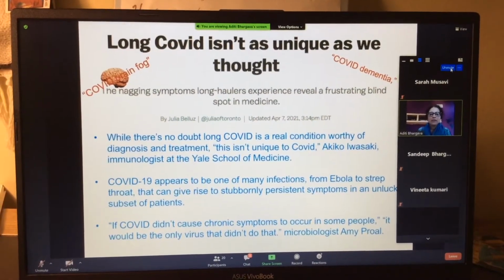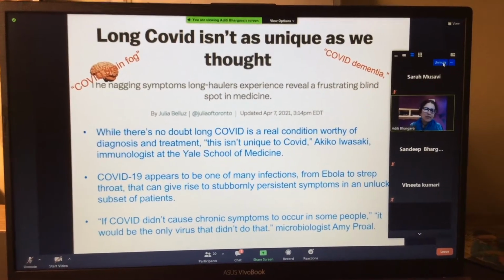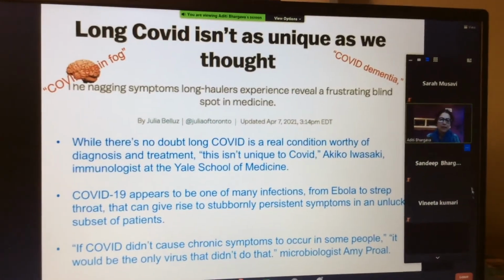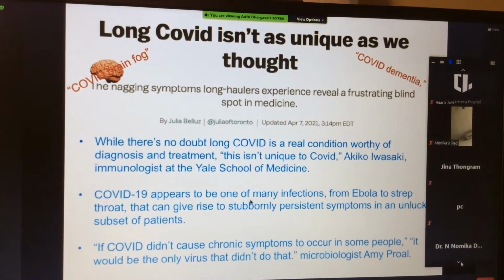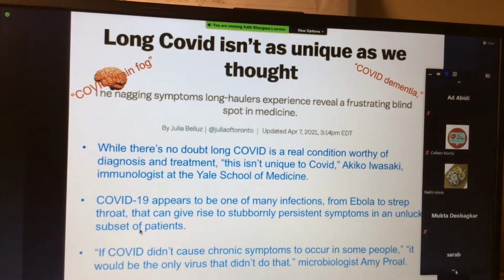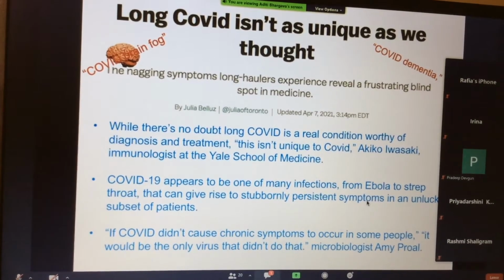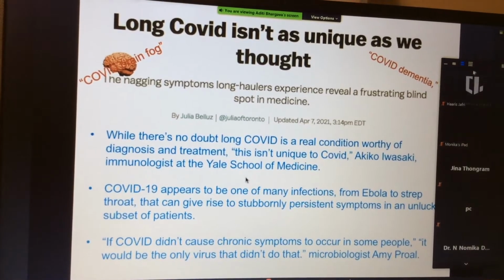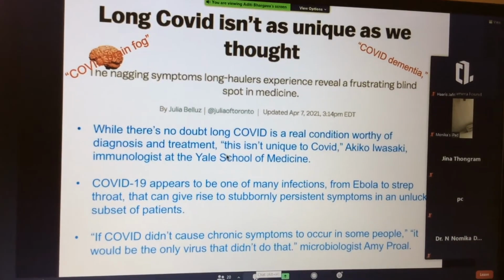The other misconception that seems to be floating around is that COVID is unique, that it's causing this brain fog and dementia, or these long haul symptoms. However, COVID-19 is only one of many infections, from Ebola to strep throat, chikungunya, dengue, and malaria, that has persistent symptoms in some subset of patients. As one of the immunologists from Yale says, while there's no doubt that long COVID is a real condition worthy of diagnosis and treatment, this isn't unique to COVID.